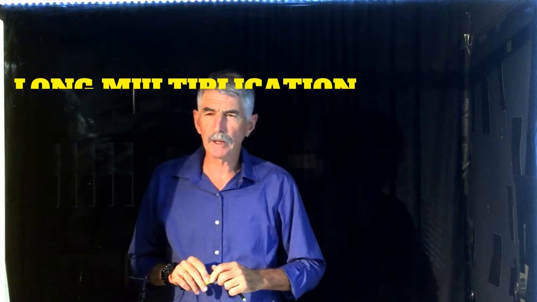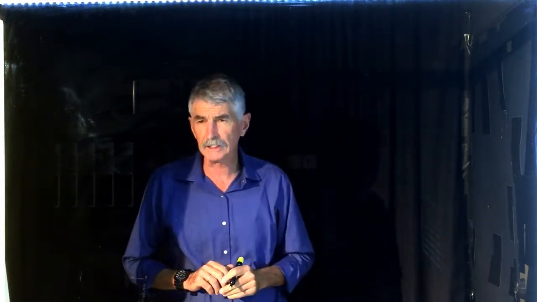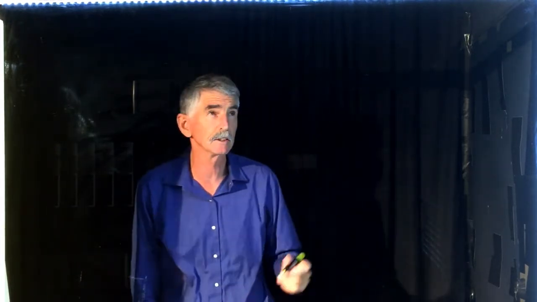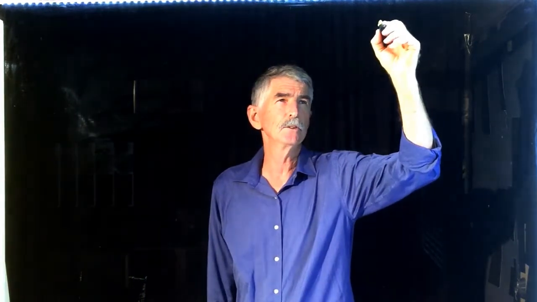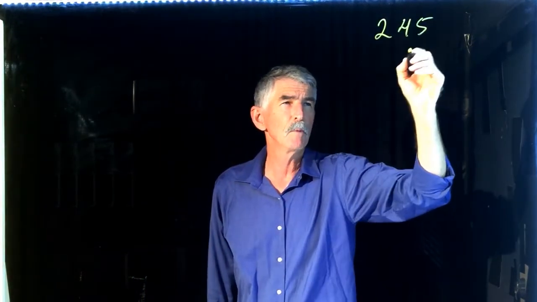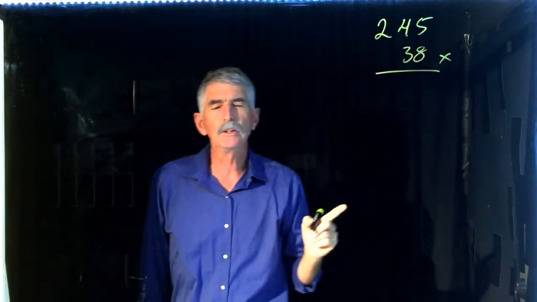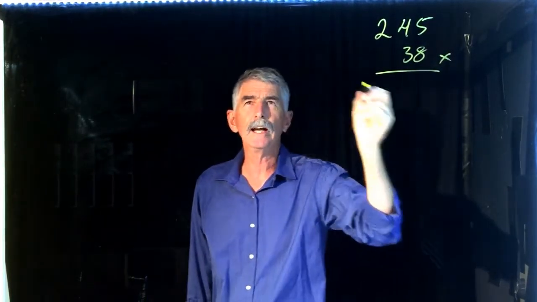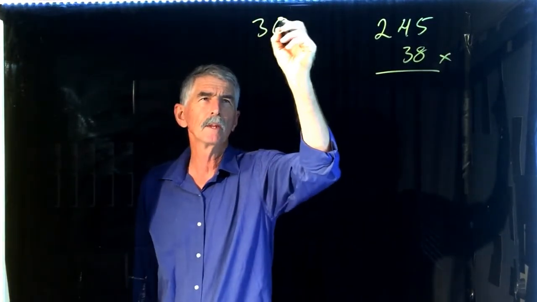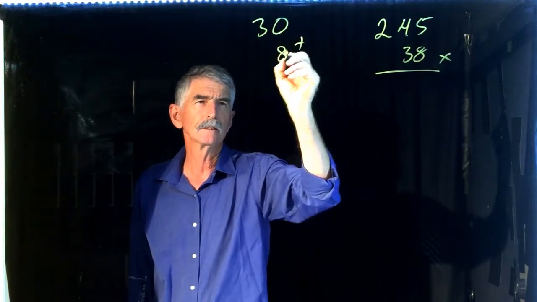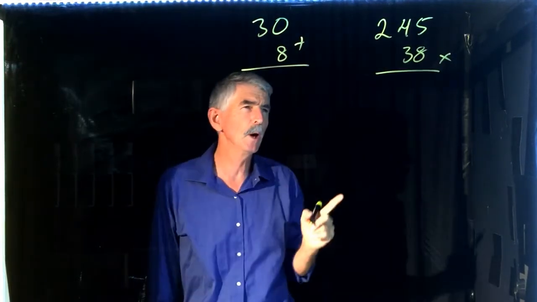Girls, so for this section we're going to look at long multiplication. So we're going to be multiplying hundreds, tens and units by tens and units. For this example we're going to do 245 multiplied by 38. Now as we do this we need to remember that 38 is 30 plus 8, and so we're going to do it in two halves.